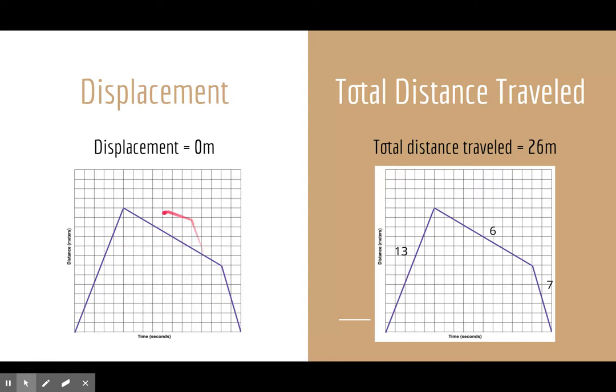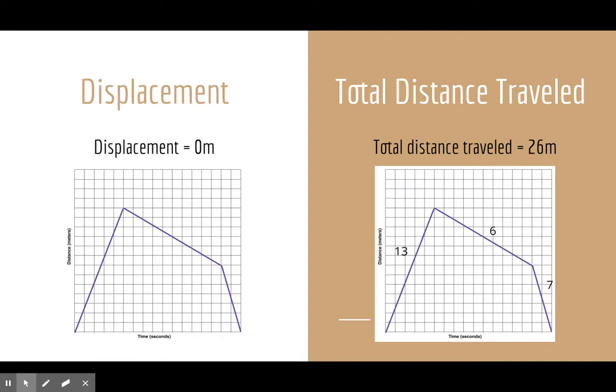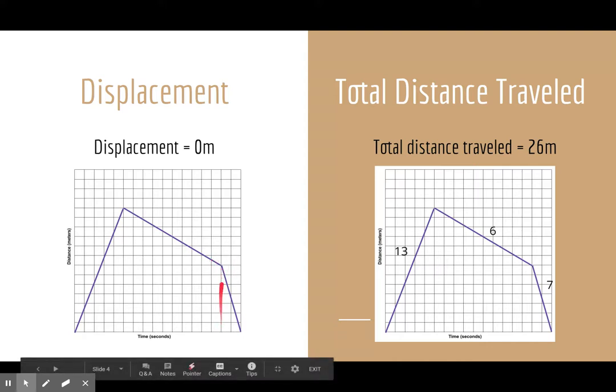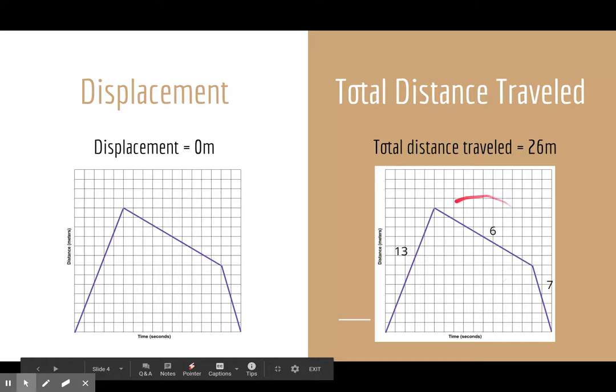On this one, we're just talking about your displacement. So they walked away from the starting point and then they walked all the way back, right? So their displacement is 0 because they're back at the starting point. Now, if they had stopped right here, their displacement would be 7 meters because they are 7 meters away from the starting point right here, okay? So displacement is your distance from the starting point, and total distance traveled is all the miles that you walk, no matter what direction you're walking in.